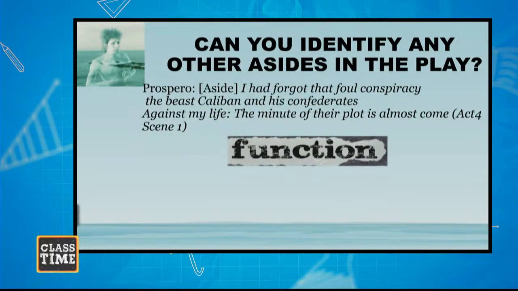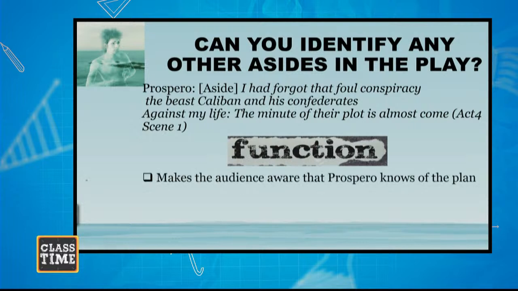So what is the function? Because remember, this is the whole point of looking at the function, the effectiveness of this aside in the drama. It makes the audience know that Prospero is aware of Caliban's plan. And if Prospero is aware of Caliban's plan, it means that this aside is also contributing to the plot. Because what is Prospero going to do now? What is his next step going to be? All right, it adds to the falling action.